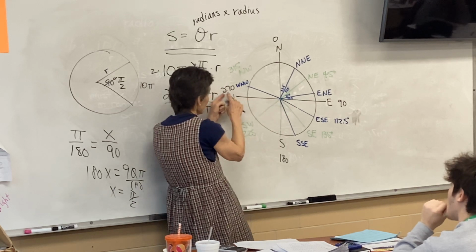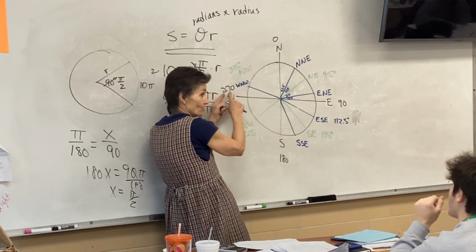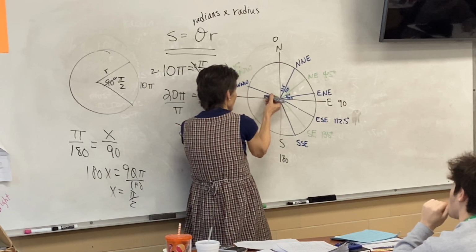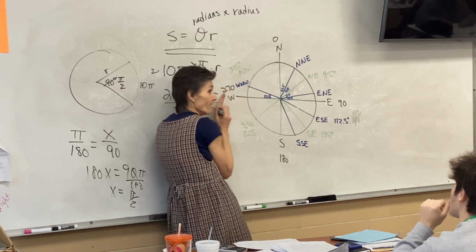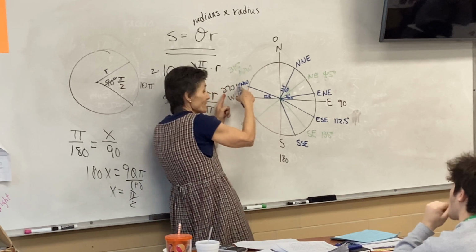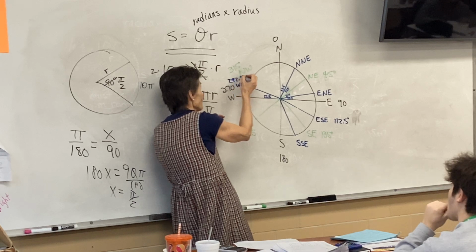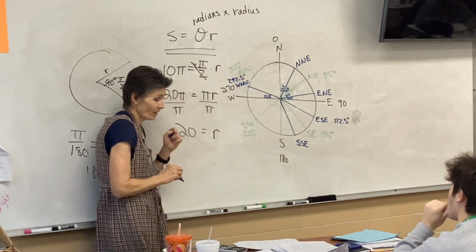What's the angle measure for due west? 270. How much more am I going? I'm going another 22 and a half. So what's the west northwest label? 292.5 degrees. Yep, that's exactly right.